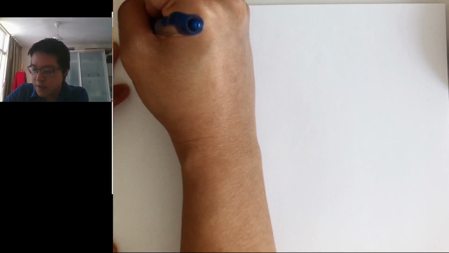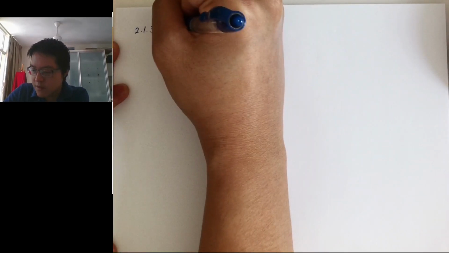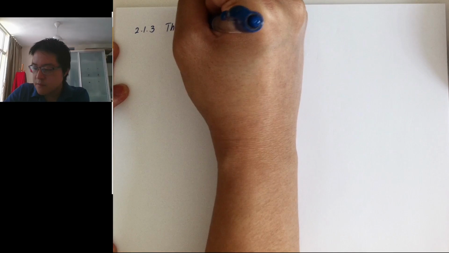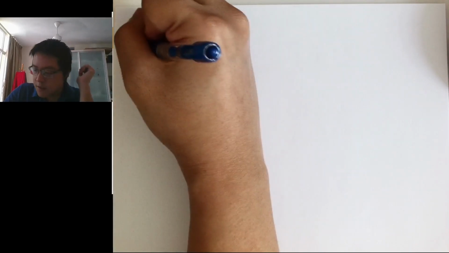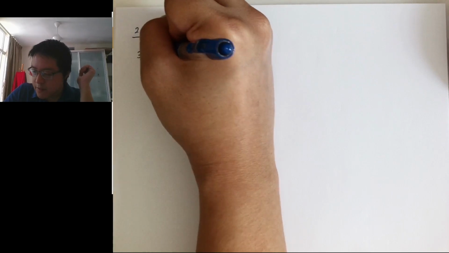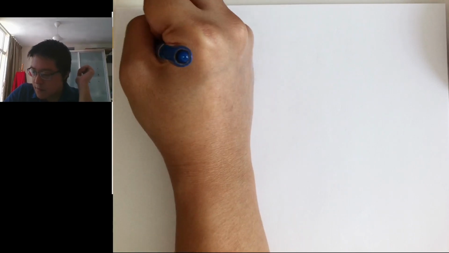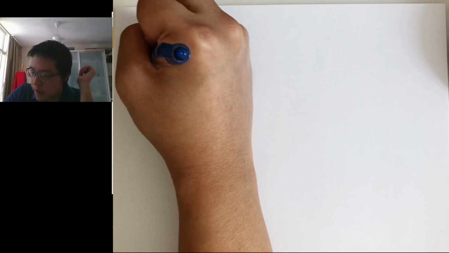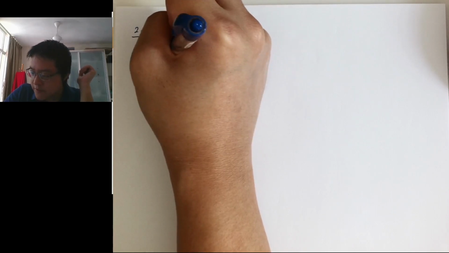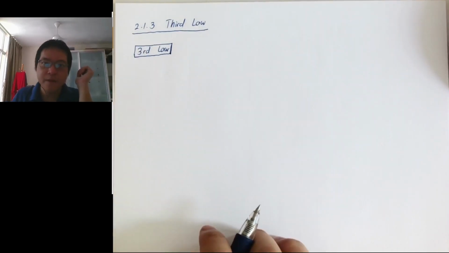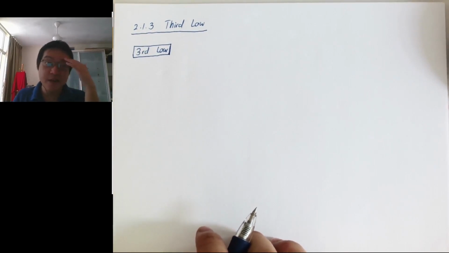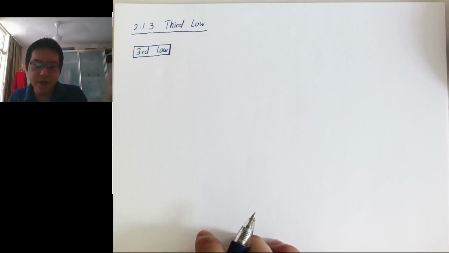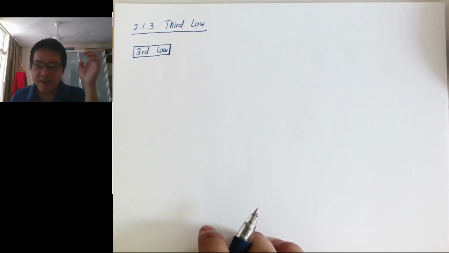Okay, so this is section 2.1.3. It's basically talking about third law. So what's Newton's third law about? I think third law should be very famous by now. Even people who are not in physics may have heard about the saying, right? For every action, there is an equal and opposite reaction.